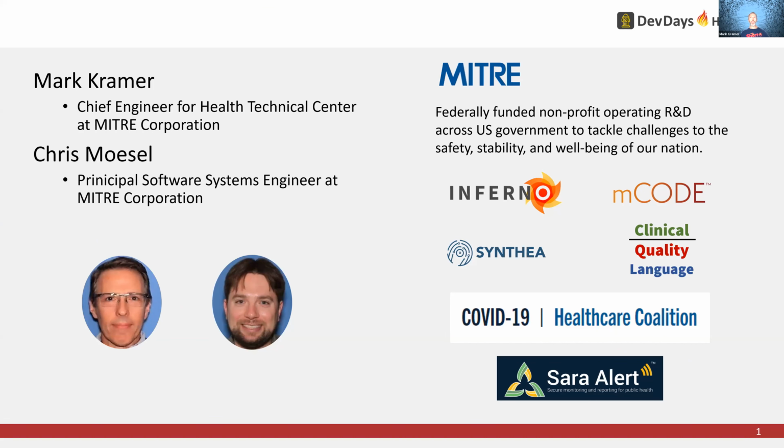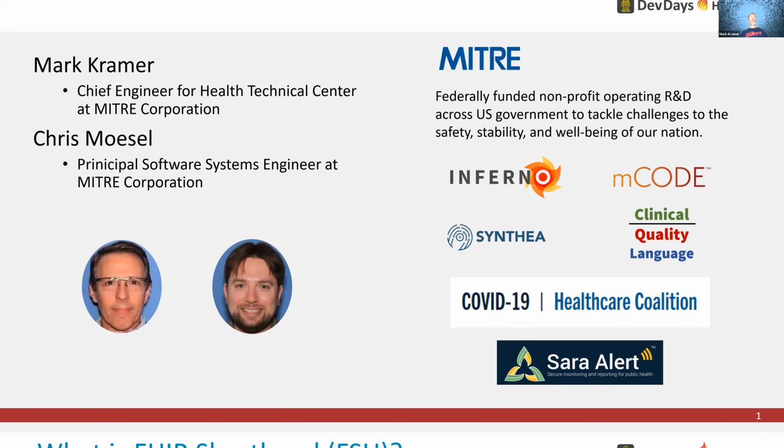And lately, we've been working on a COVID-19 project with a large healthcare coalition of 500 companies. One of the products that's come out of that is Sarah Alert. We're a nonprofit company that works for the federal government for the most part. And when I say product, I'm usually referring to a free open source product like FHIR Shorthand.